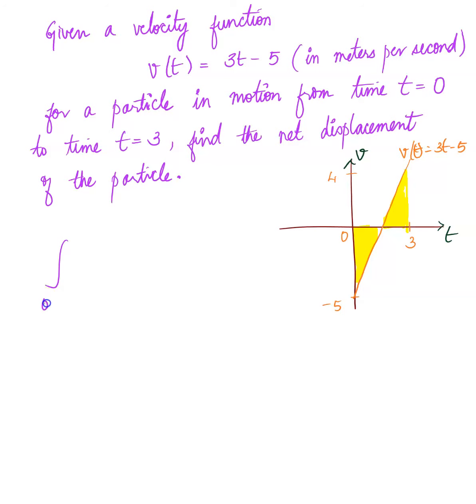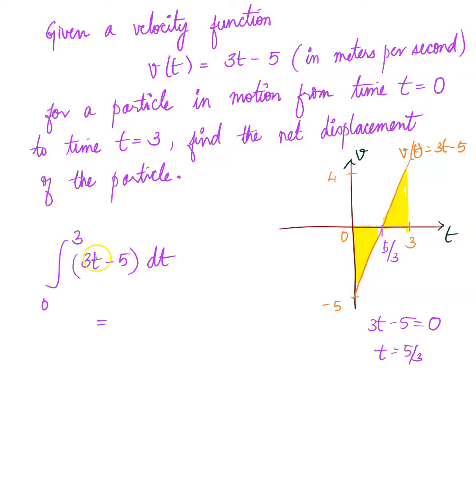So you can go all the way from 0 to 3. You don't have to break at this point, which, if you set this 3t minus 5 to 0, t will be 5 over 3, right? So that's this position, 5 over 3. You don't have to split this graph from 0 to 5 over 3 and 5 over 3 to 3. You go all the way from 0 to 3 because a definite integral takes into account the net change. So it is really convenient in that sense.